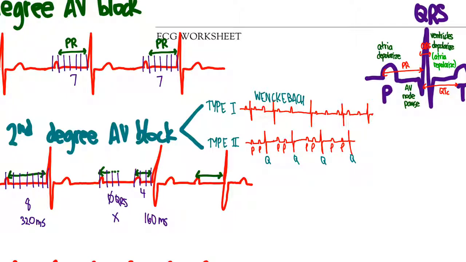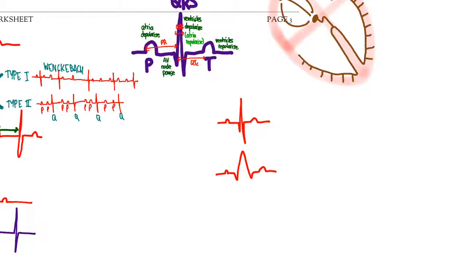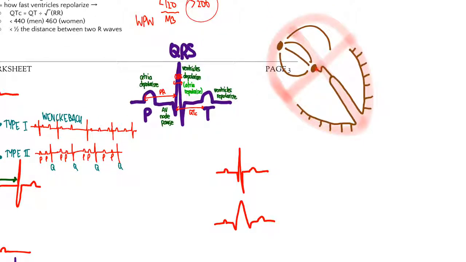So what is happening here is that something is wrong with the AV node, that it lets things through, but it just takes longer and longer, and it ultimately, at some point, it fails to let one through, and then it starts over again. And so that's what's happening with the type 1 AV block. There's something wrong with the AV node here.